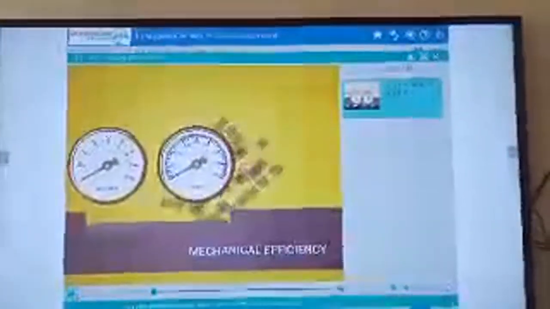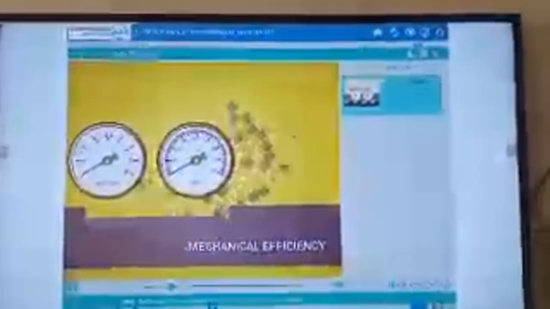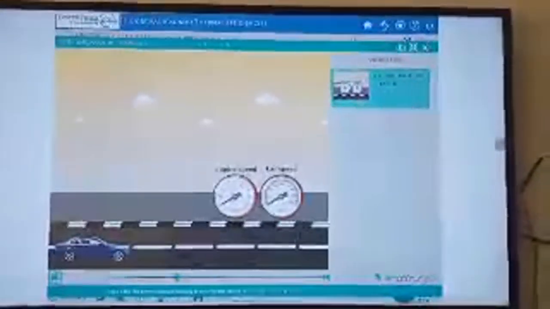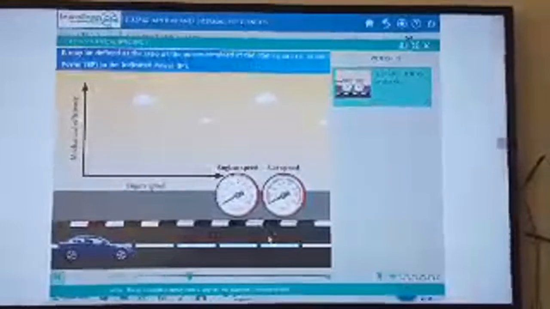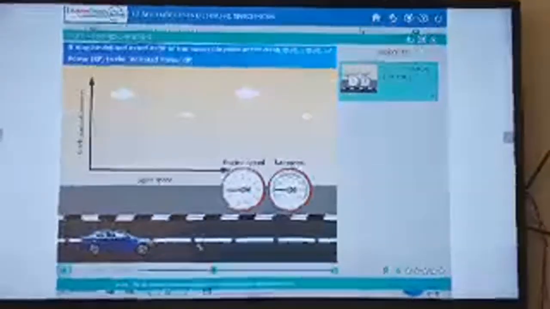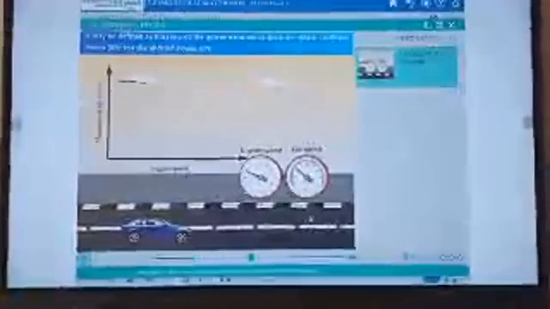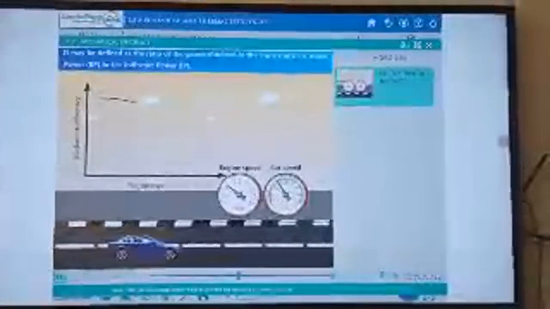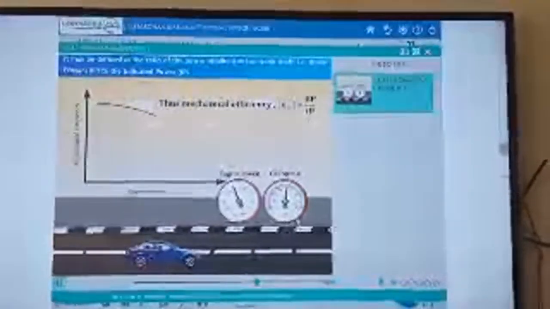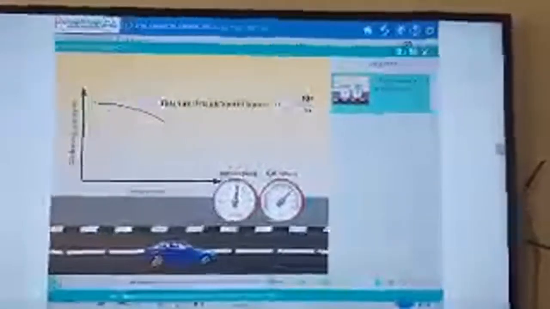Mechanical efficiency. In this video, we will discuss the mechanical efficiency. Let us see the concept of mechanical efficiency. It may be defined as the ratio of the power obtained at the crankshaft, that is brake power, to the indicated power. Thus, mechanical efficiency is equal to brake power divided by indicated power.